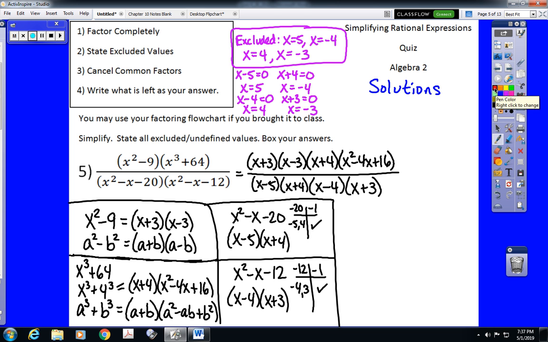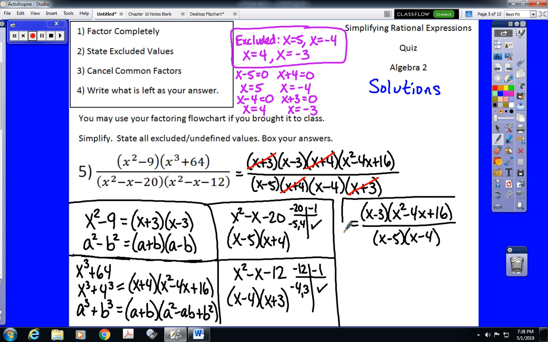Then we would go in and we would cancel any common factors between the numerator and the denominator. So I see an x plus 3 that would cancel and an x plus 4 that would cancel, which means our final solution would be what is left. On top we have an x minus 3 and the trinomial x squared minus 4x plus 16. On the bottom we have an x minus 5 and an x minus 4. So our solution would be that fraction.